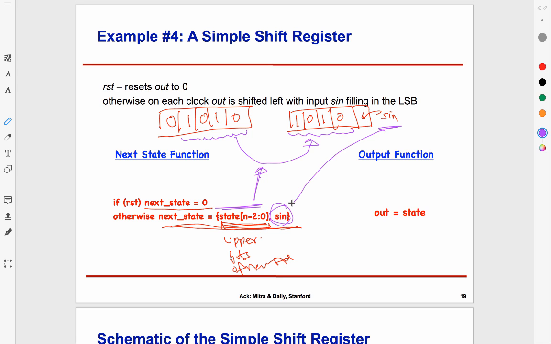What does shifting mean in terms of circuits? What kind of gate would I need? For going from SIN and current state to the next state, what kind of gates would I need to make this happen?